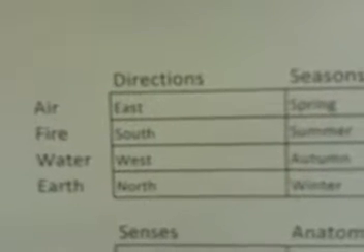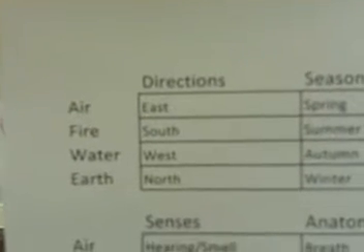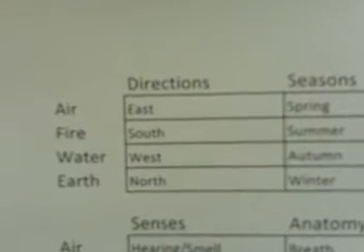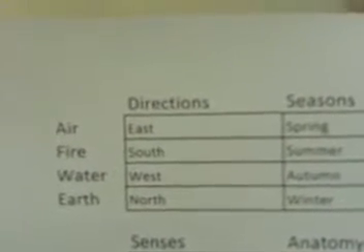So we talk about air and east. When we talk about new beginnings, the new beginning you have every day is sunrise, and the sunrise is in the east. So air and east are pretty obvious in why they correlate.